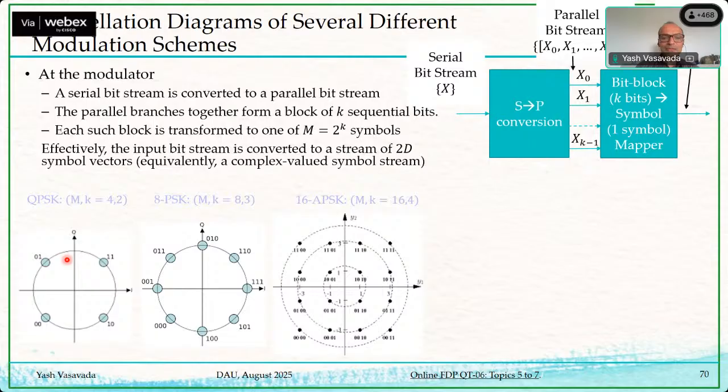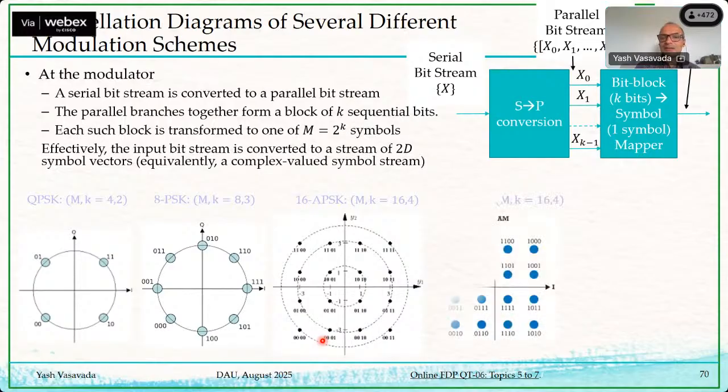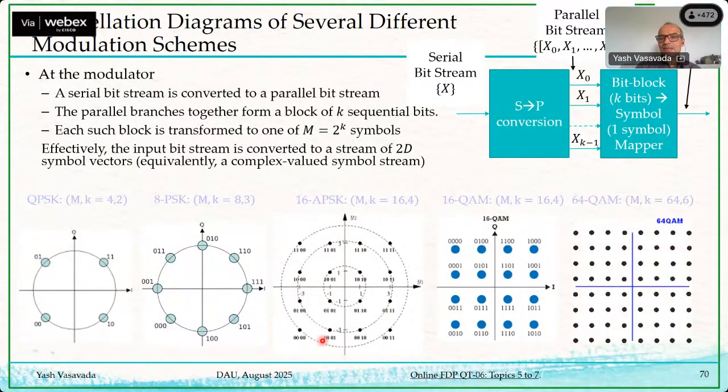16 is the amplitude phase shift keying. So now we have 16 points as shown here, which means that we will take 4 bits at a time. Those 4 bits will give us one number from 0 to 15. Each of the 16 points are labeled with one of those numbers. This is an alternate way to show the same design, which is called 16-ary quadrature amplitude modulation. This is an example of 64-ary quadrature amplitude modulation.